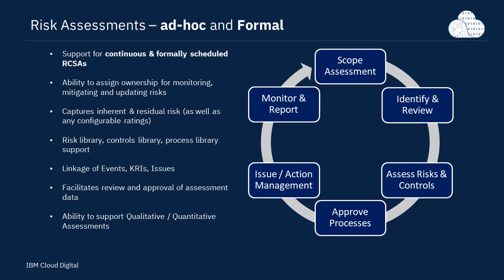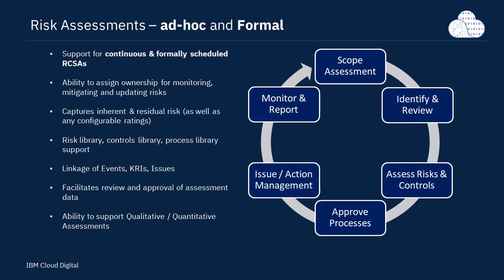an assessment period. And then you have the formal risk assessment, where maybe a number of in-scope risks that might be identified as in scope for a specific line of business are assessed on a scheduled basis. And we see a life cycle here of scoping the assessment, identifying the in-scope risks, notifying the risk and control owners to complete their assessment activities, right on through issue and action management, and ultimately monitoring and reporting.